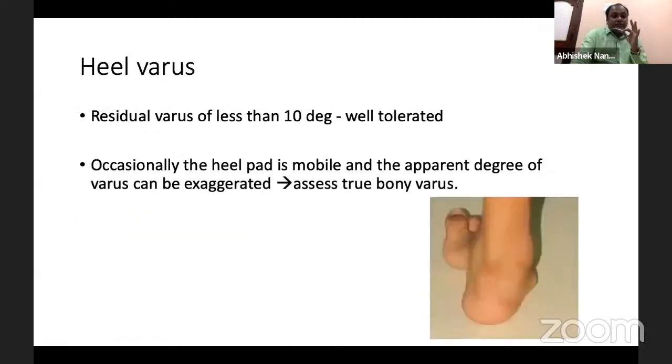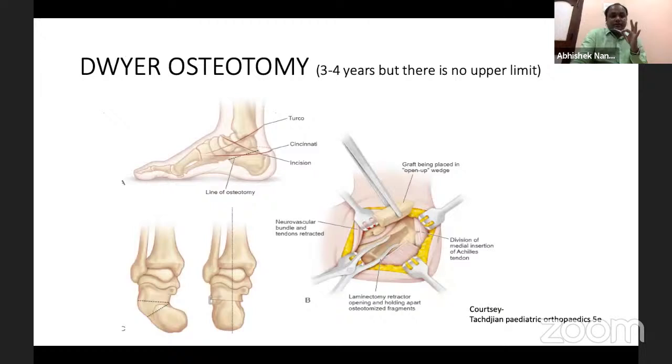Residual heel varus of less than 10 degrees is well tolerated, but occasionally the heel pad is mobile, so a true bony varus should be evaluated first. Dwyer's closing wedge osteotomy is usually preferred. Lateral closing wedge osteotomy is preferred over the medial opening wedge because of wound complications.